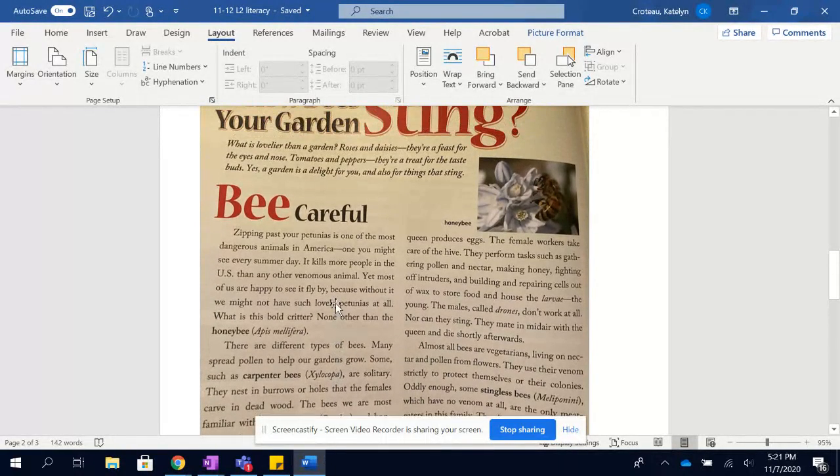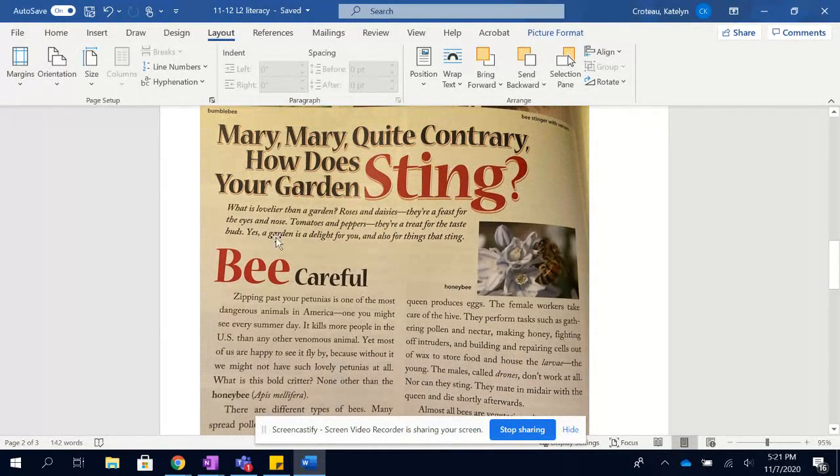Okay, here we go. Let me read this title and the little intro here. Mary, Mary, quite contrary, how does your garden sting? Ha ha ha. What is lovelier than a garden? Roses and daisies, they're a feast for the eyes and nose. Tomatoes and peppers, they're a treat for the taste buds. Yes, a garden is a delight for you, and also for things that sting.